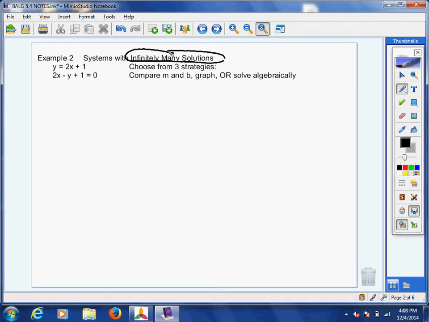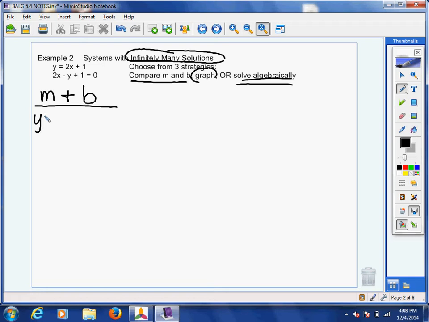So now we're going to talk about systems that have infinite solutions. So what does that look like? Again, we're back to our 3 strategies. You could compare the slope and the intercept, you could graph them, or you could solve it algebraically. I'm going to do the first strategy and the third strategy again. Let's start with strategy 1. We want to compare the M, which is the slope, and the B, which is the y-intercept.